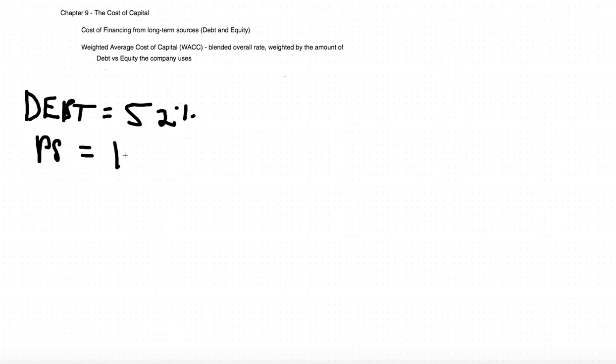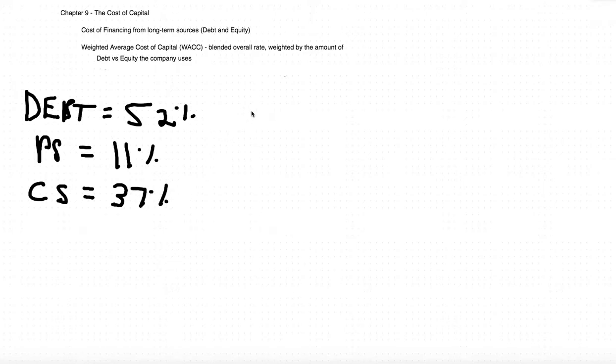So let's think about a company that has a capital structure that has proportions of debt and preferred stock and common stock. So let's say that their capital structure has debt that makes up about 52% of their capital structure. And let's say that they have preferred stock, PS for preferred stock, that makes up 11% of their capital structure. And then we have CS, common stock, which would make up the remaining 37% of their capital structure.